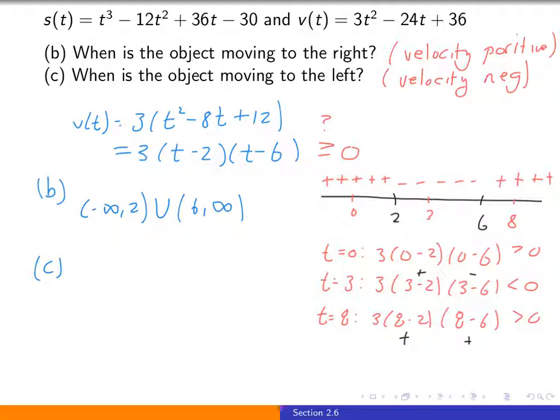For part C, when is the object moving to the left? That's a fancy way of saying where is the velocity negative? In between 2 and 6. So as an interval, that's 2 to 6, and it's an open interval.